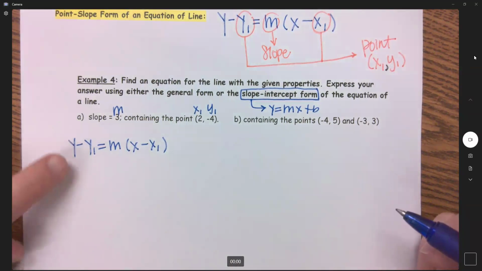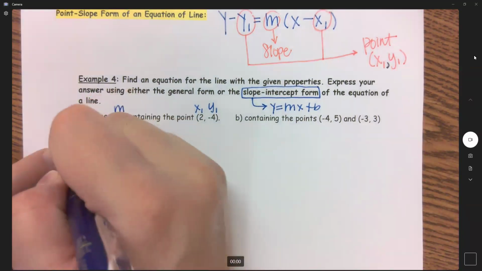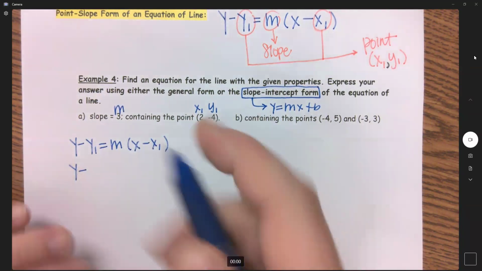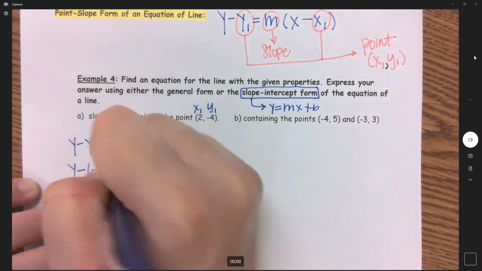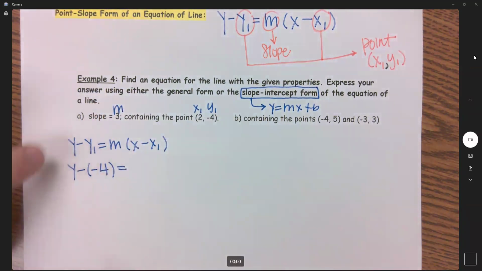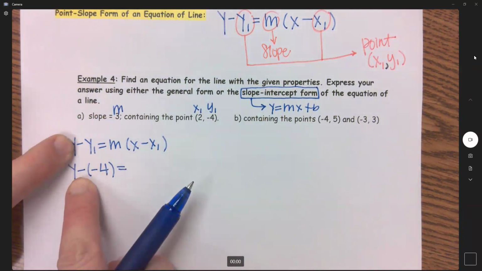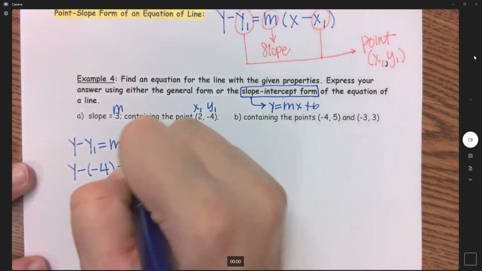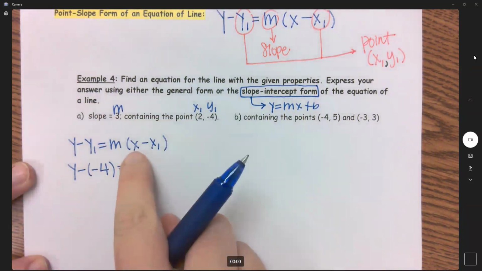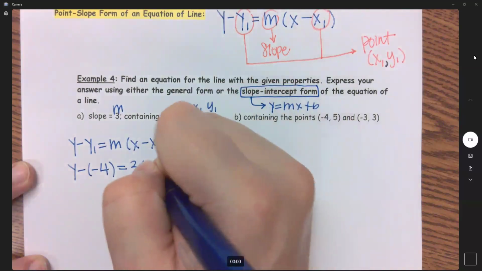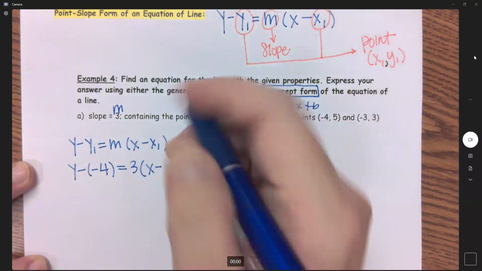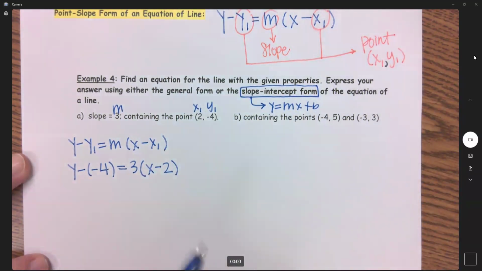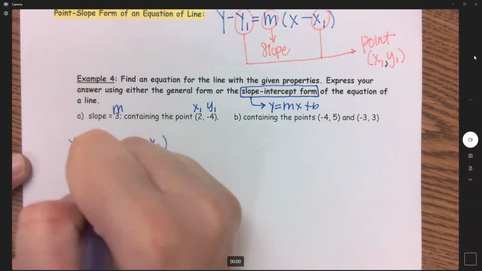And now substitute in. I have nothing here labeled as y, so it comes down, minus my y1, which is a -4. Again, two negatives, just like before, minus from the formula, and then my y1 is negative. Equals my slope of 3. X, I have nothing labeled as x, so it comes down, minus x1, which is 2. So I'm going to clean this up. Minus a negative makes that y plus 4.